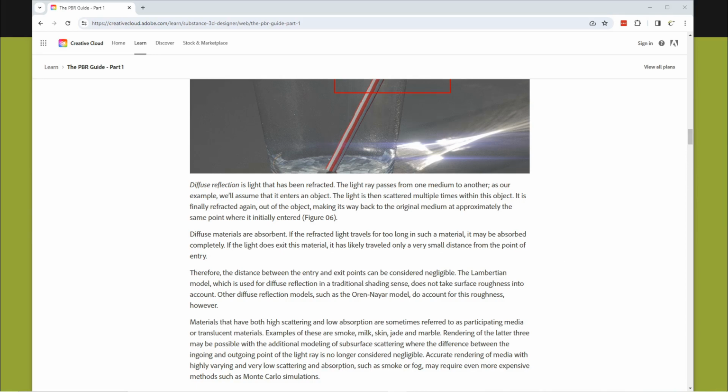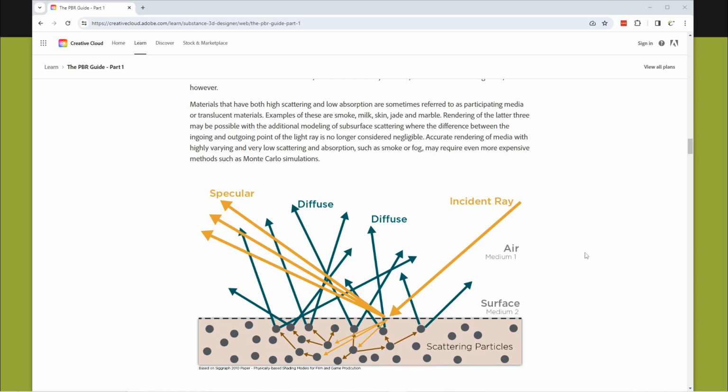In this diagram here, we took one of the previous diagrams and we've blown it up a little bit, and we'll show you one incident ray that can have a specular reflection here in orange, or the incident ray can be absorbed and it hits other scattering particles and gets refracted and bounced around until a point where it gets re-emitted out of the surface of this particular object. So we have an incident ray with specular reflection, and we have an incident ray with diffuse reflection.